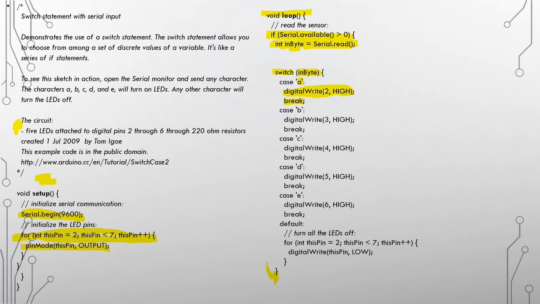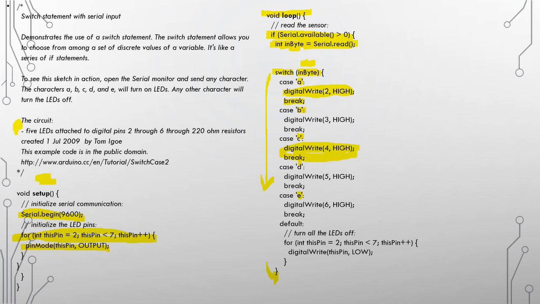So we have a couple of different other cases that we can look for, right? Because we have different input options. We have A, B, C, D, and E. And so for each of those, the switch is just looking through all of these cases to see where the in byte matches up with the proper case. And then once it finds that case, it will execute the little mini loop in the case. So for instance, if we entered C, it would execute this mini loop here, turning that LED on and then breaking out of the code.